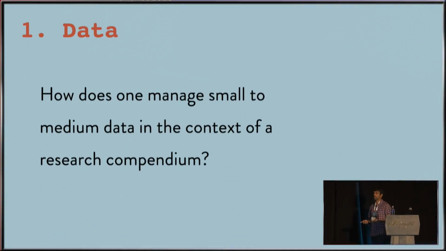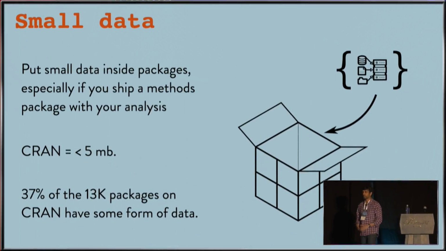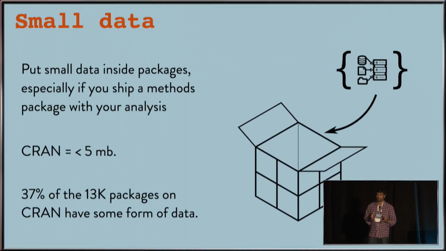So how do you manage data in the context of a small to medium-sized project? Well, a very simple answer is if the data are small enough, they're just tabular data, you can stick them inside of your compendium itself. Because GitHub lets you have files up to 150 megabytes each, and a compendium is not a package that is going to go on CRAN, you can just have arbitrary data files.